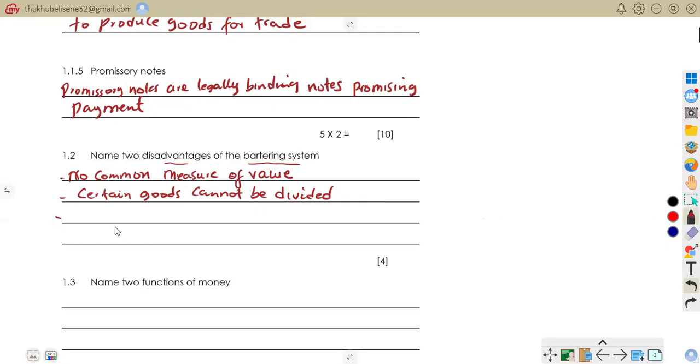So again, no late payments allowed. No late payments allowed. So the exchange must happen immediately. You cannot take meat today and promise goods later. No, it is not allowed.